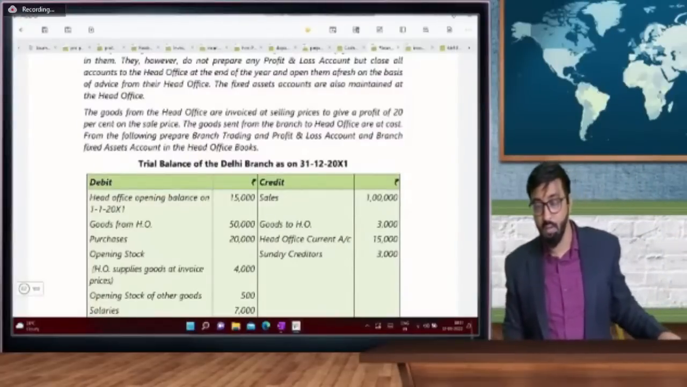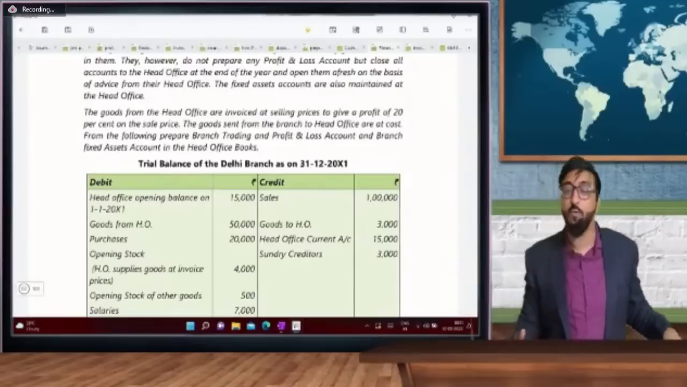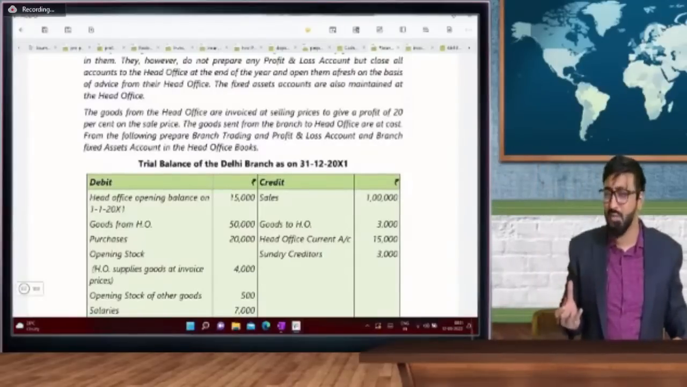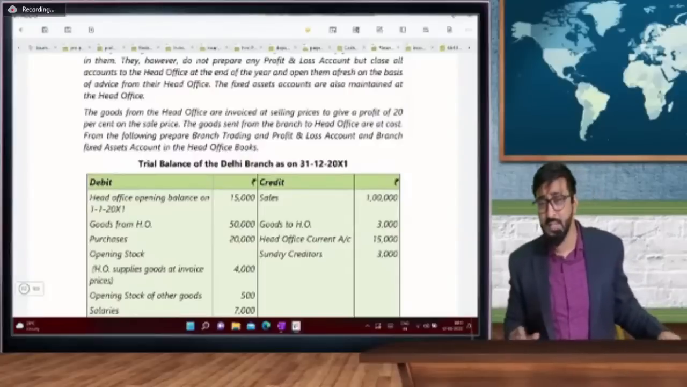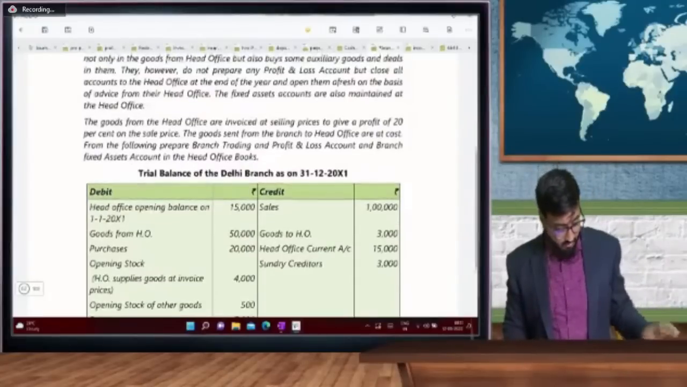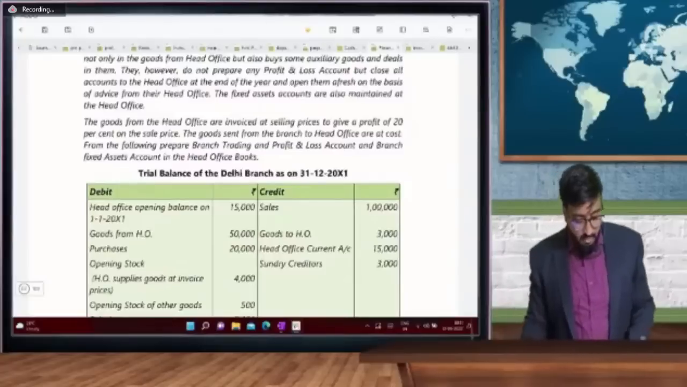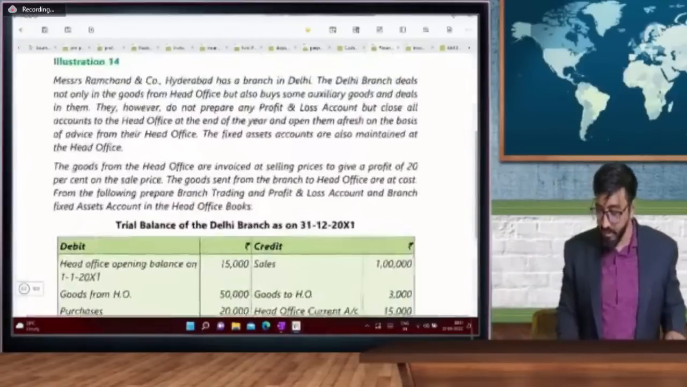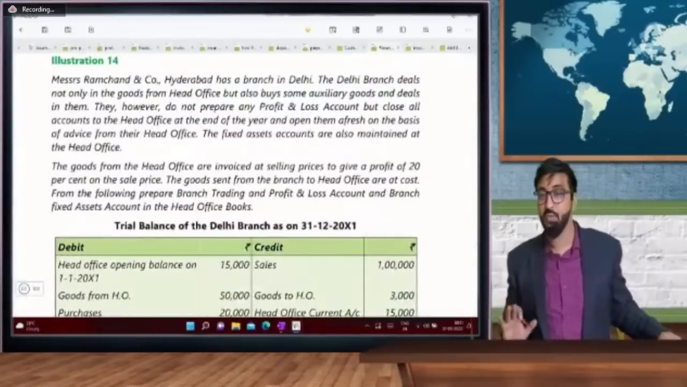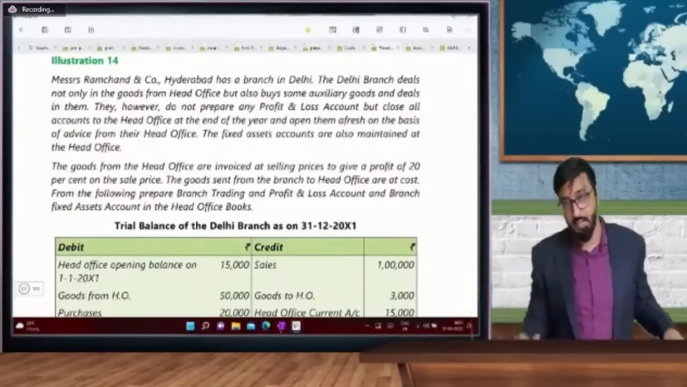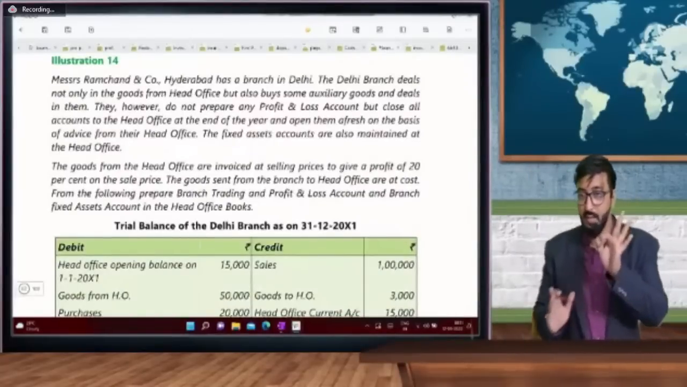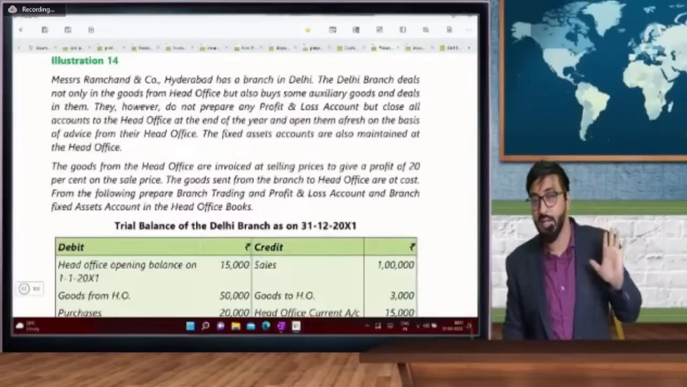So first I will start with the financial statement, and after the break I'm going to explain foreign branch, the last 20 to 25 minutes concept. Seriously, I'm telling you, these are very easy questions, foreign branch accounts. So first we will finish with illustration number 14, and then the last question will be illustration number 13. Okay, chalo, have patience till 9:45. Today it will take 15 minutes extra.